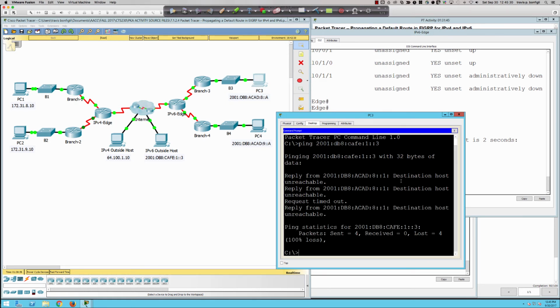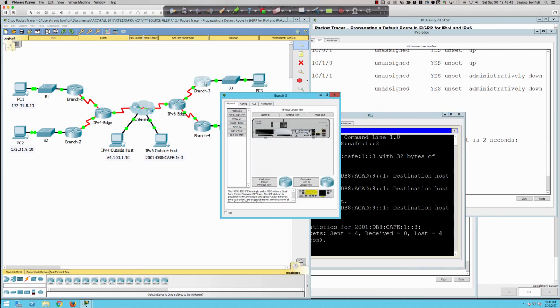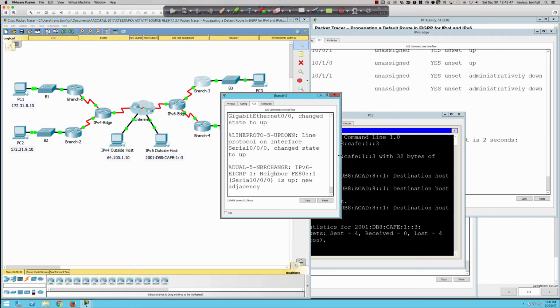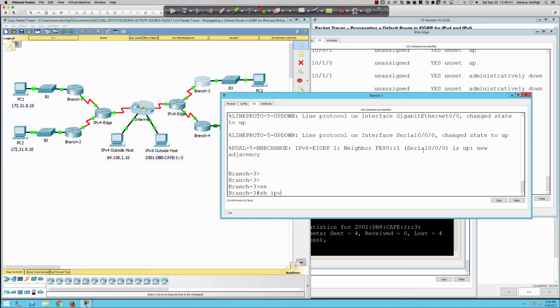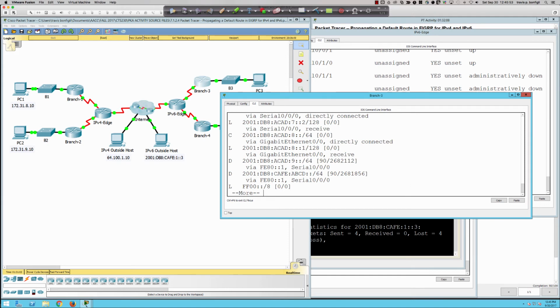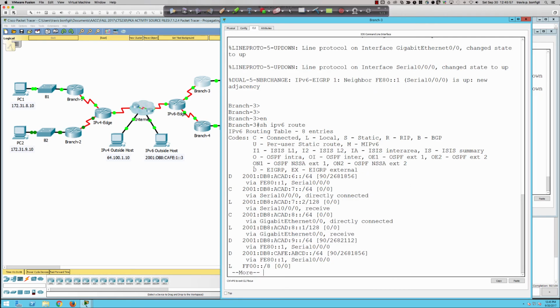Because the branch 3 router says, yeah, I know that I'm configured as your default gateway. However, I don't have a default gateway. I've got no clue as to how to get to that network you're trying to go to, that prefix, 2001:DB8:cafe:3. I have no clue how to get there. I don't have more specific show IPv6 route information telling me how to get there, right?